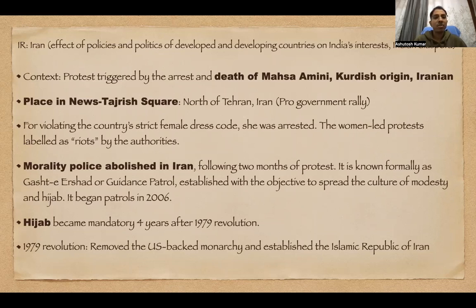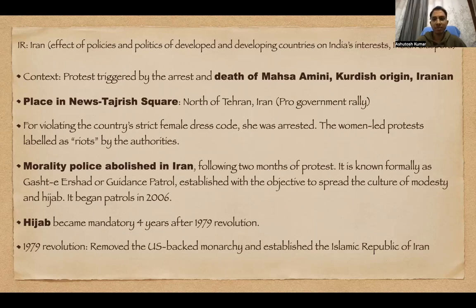Okay. So there is a morality police in Iran, and in Saudi Arabia it was there too. But in Saudi Arabia, it has been sidelined because the kingdom tried to show that they are taking steps towards liberalism. The morality police was abolished in Iran following 2 months of protest. This morality police is formally known as Gasht-e-Ershad or Guidance Patrol. It was established primarily with the objective to spread the culture of modesty and hijab. Okay, and it began patrols in 2006.